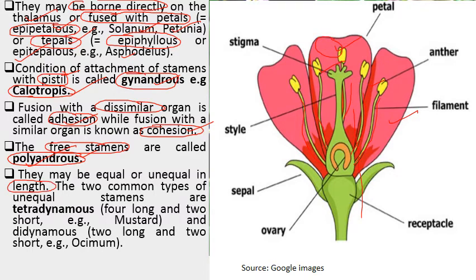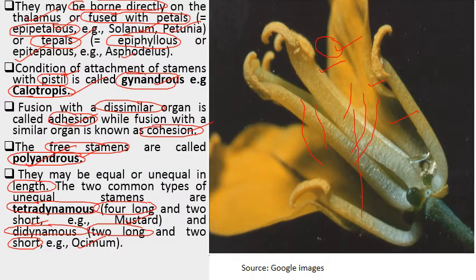The two common types of unequal stamens are, first, Tetradynamous, in which four long stamens are present and two are shorter. For example, in the case of mustard, and this condition is known as tetradynamous condition, in which there are a total of 6 stamens. Out of 6, 4 are long and 2 are shorter. And the second condition is didynamous condition. In this condition, 2 stamens are long and 2 are short, and this condition is found in the case of Ocimum, or Ocimum sanctum.